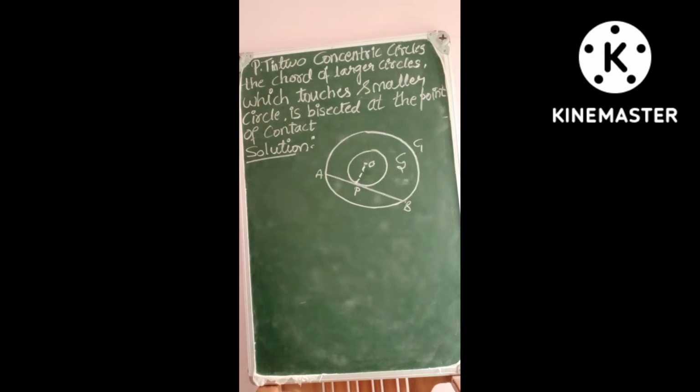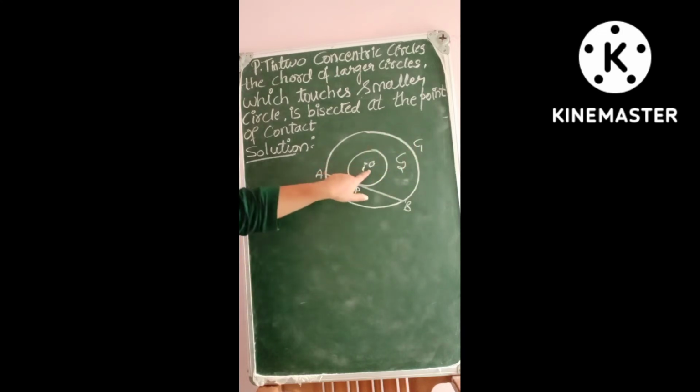Okay, so in that the first problem we have given here: prove that in two concentric circles, the chord of the larger circle which touches the smaller circle is bisected at the point of contact. So we are given two circles here. First circle is C1, another circle is C2 here. This is the circle C2, this is the circle C1.